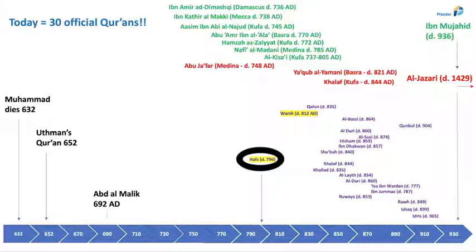Now, I'm just going to remind you, look at Abd al-Malik. I just put his name up there. Look and see when his date is: 692. I'm going to keep reminding you of that because that's going to come in later on. I just want you to remember that everything we're talking about comes after Abd al-Malik.